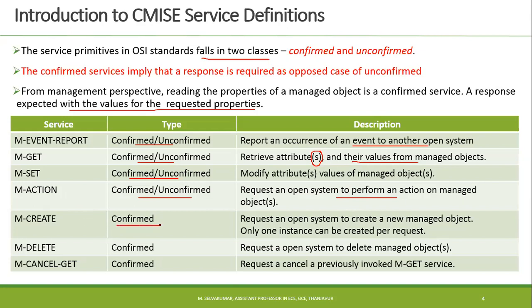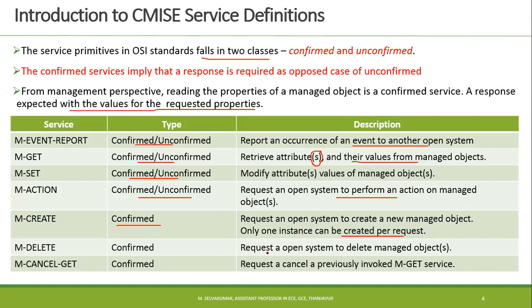Create service. It is a confirmed service. If you want to create a new thing on the managed objects of any system, the end system or the remote system, the M-CREATE option is used to create it. Only one instance can be created per request; per request only one event can be created for this type of service.